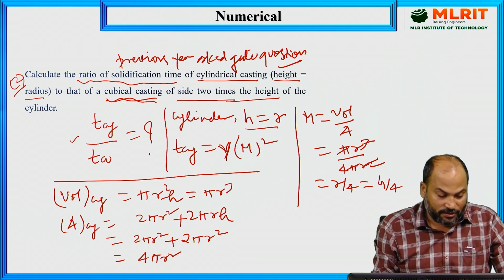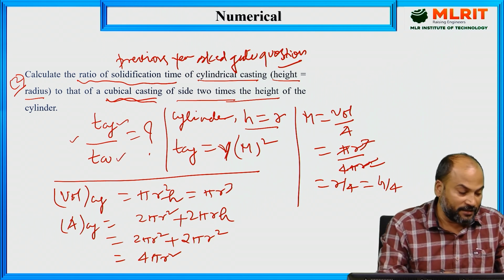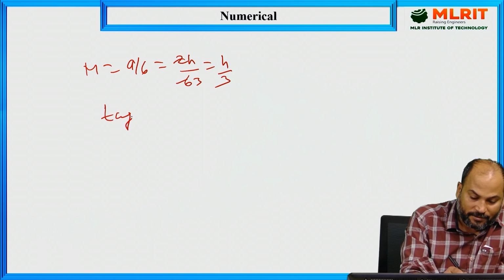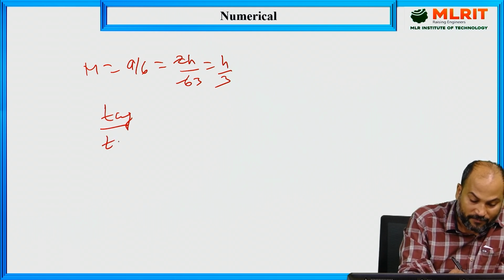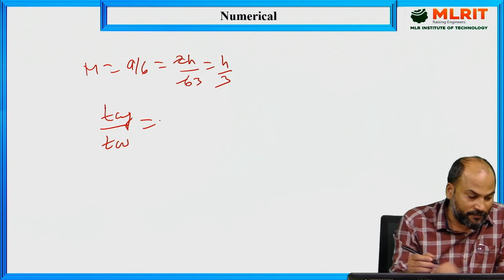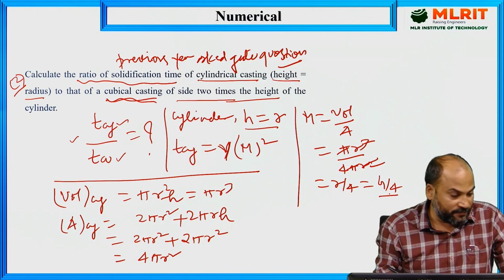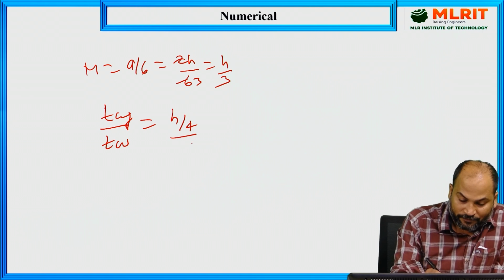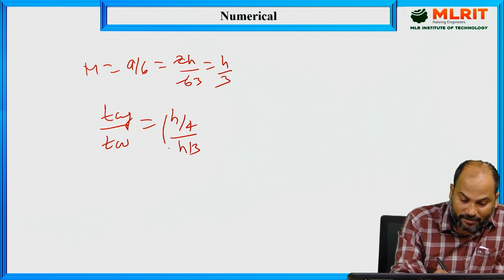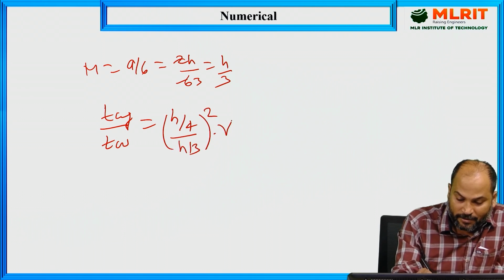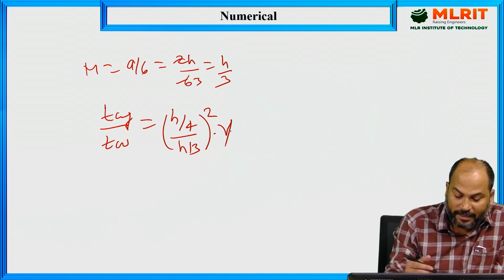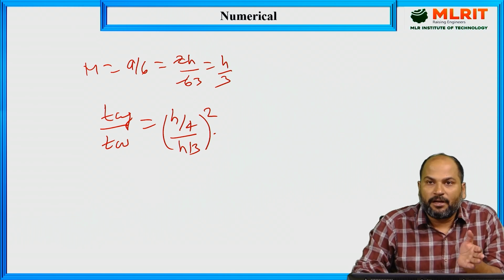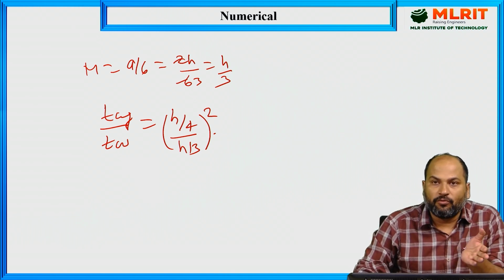So what will be the ratio of solidification time of the cylinder and this cube? We can write solidification time of cylinder upon solidification time of cube. The modulus of the cylinder is h by 4, so we write h by 4 upon h by 3, each squared. The solidification factor will be cancelled out, because the material of the cylinder and the cube are both the same.